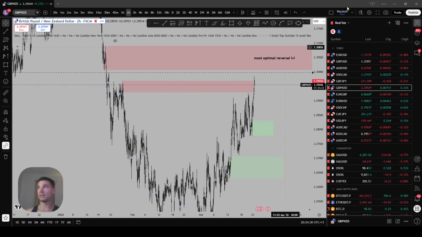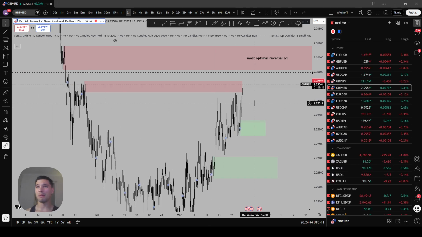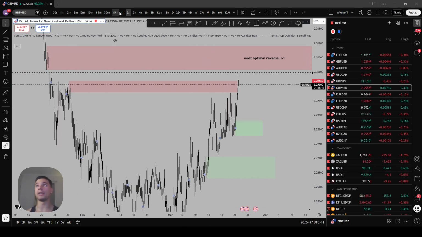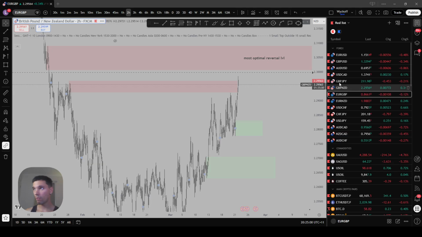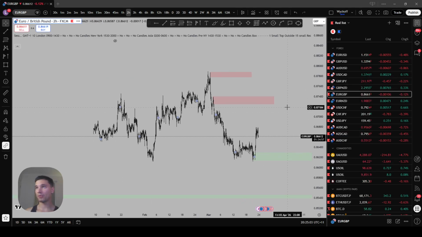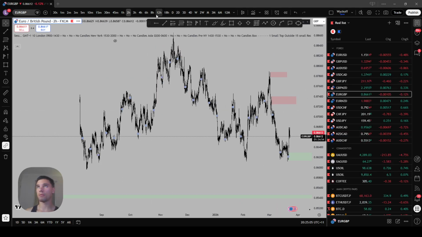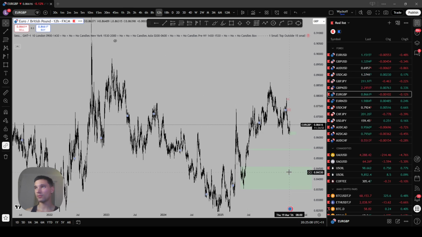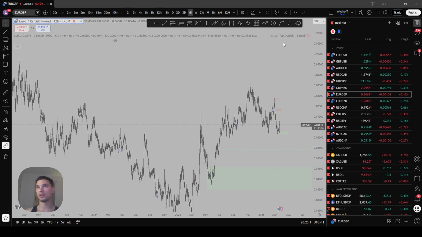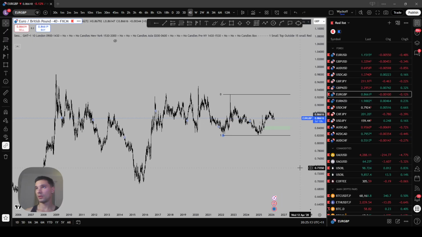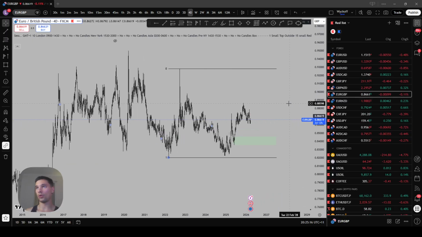So the GBP NZD, nothing as of yet that I want to really monitor up closely. I'm kind of just waiting for this level to get hit, and hopefully we can get some form of distribution. Euro GBP. Yeah, nothing really.